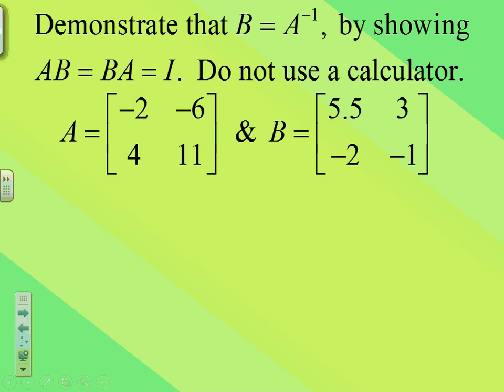Now, things are going to get a little bit wonky as far as the amount of work that we have to show here, because what we're trying to show is that A times B produces an identity, and also rearrange the order and show that B times A produces an identity. What that will prove is that matrix B is the inverse of matrix A, or vice versa, because this is about the only time that you should see two matrices, multiplied in a different order, producing the same thing.